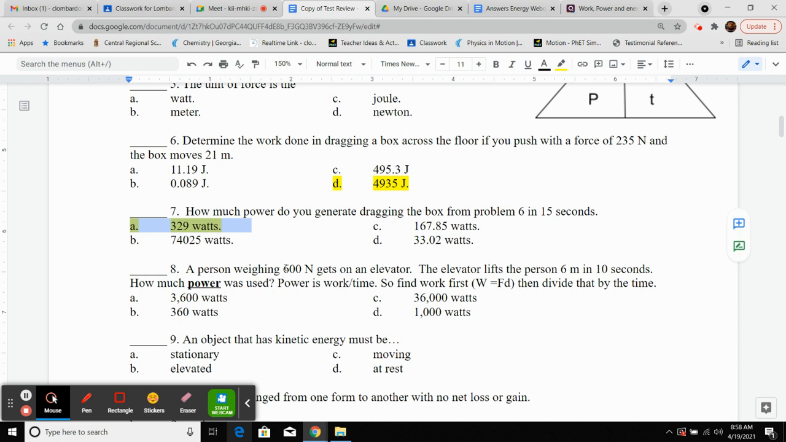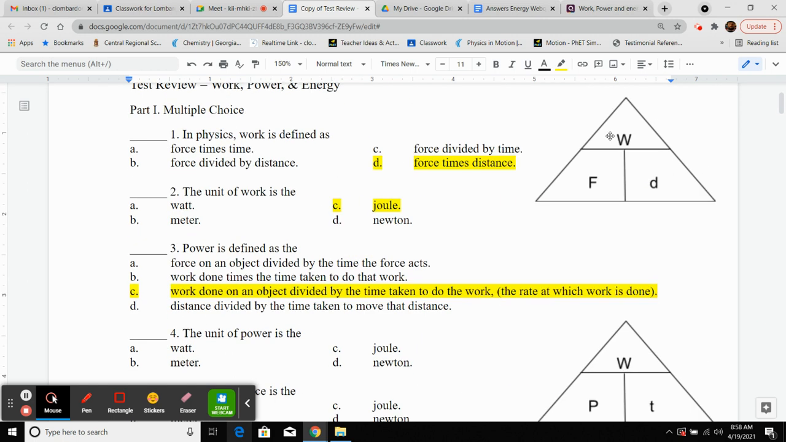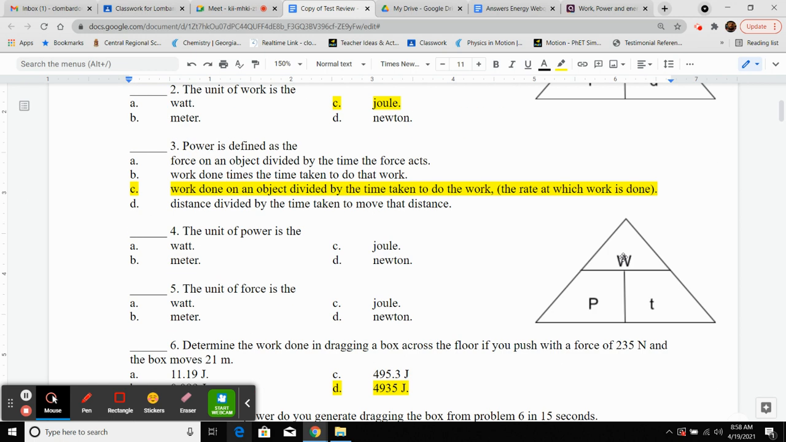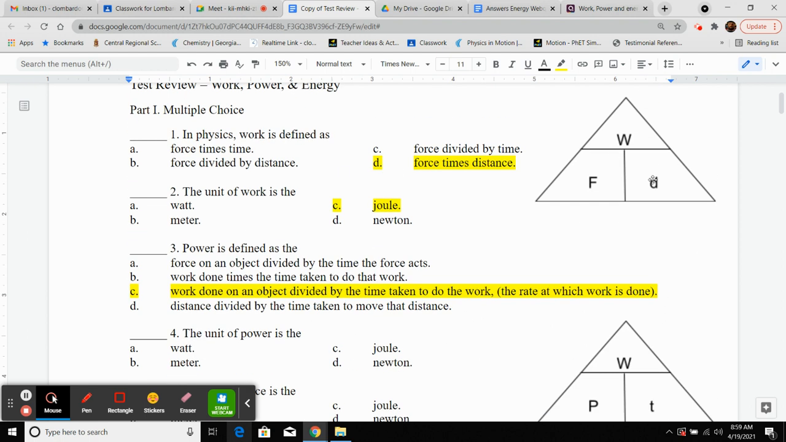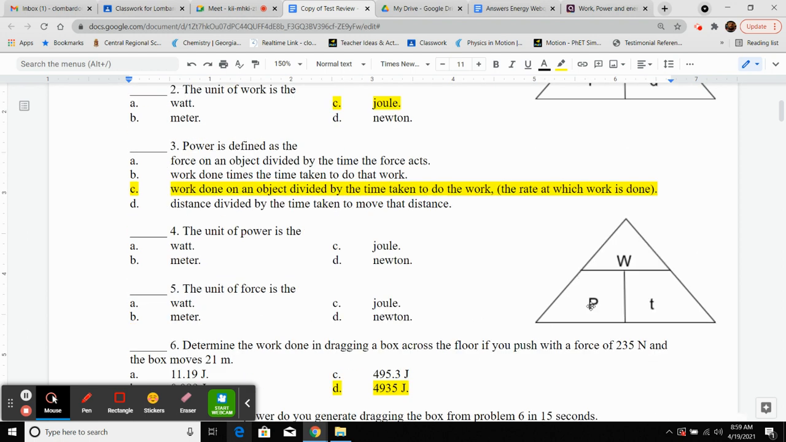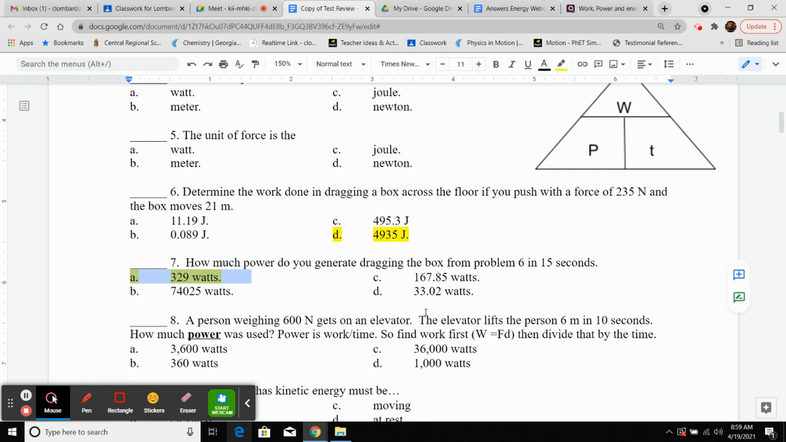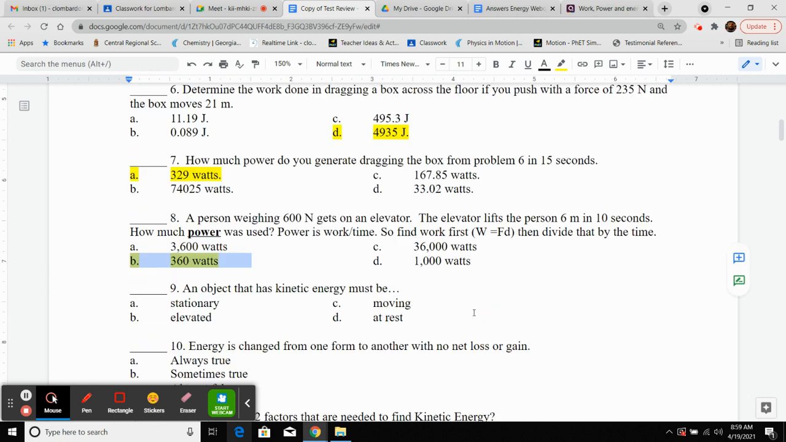So you have your force being used, you have the distance, and you have the time. So work is force times distance. So you can do it one of two ways. Work equals force times distance. Do that first. Hit equals. That will be W, and then divide by time. Or power can equal, right? If you replace F times D for W, it would be force times distance divided by time. So you're going to do 600 times 6 divided by 10. And you're going to be left with 360 watts.